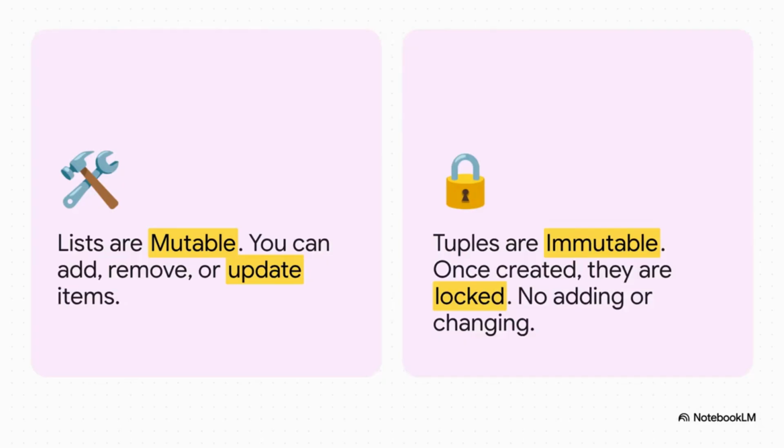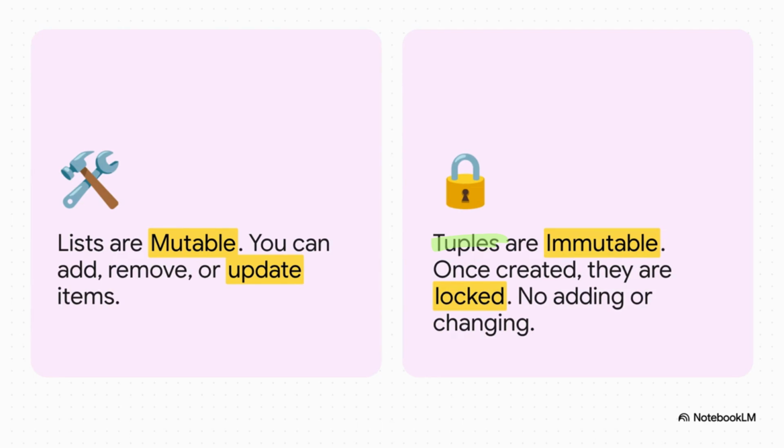And here it is, the core difference. Lists are mutable. That means they're flexible, they're dynamic, you can add new things, get rid of old ones, or change an item that's already in there. Think of it as an editable shopping list. Tuples, on the other hand, are immutable. Once you create one, it is set in stone. It's locked. You cannot add, you cannot remove, you cannot change a single thing.